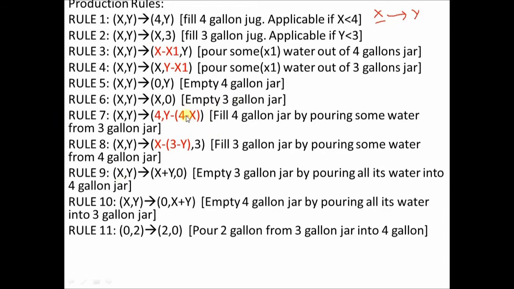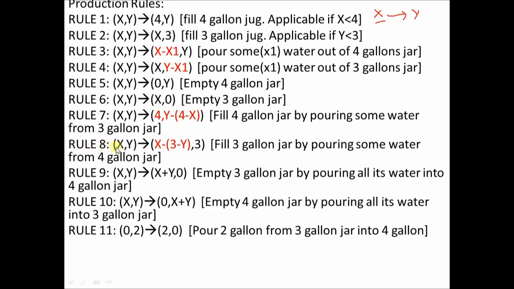Once this 4 minus x amount is transferred into the 4-gallon jar, it has been filled to its fullest capacity, 4. So what will now be present in the 3-gallon jar? The original value of the 3-gallon jar was y, so it is y minus (4 minus x). This much is remaining in the 3-gallon jar. It looks a bit tricky, but try to analyze it, you will get it.